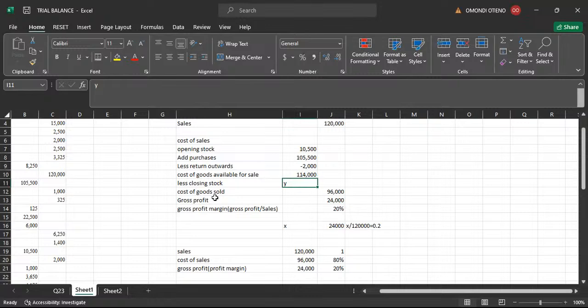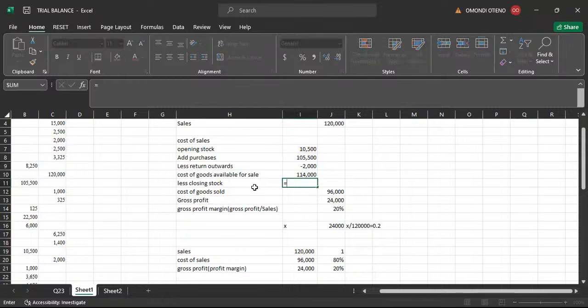Let's see if we will be able to calculate it. What is it that we are supposed to take away from 114,000 to arrive at 96,000? 114 minus 96, we have 18,000. So if I take 18,000 away from 114,000, I'll be able to arrive at 96,000.